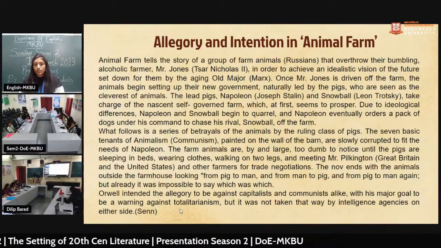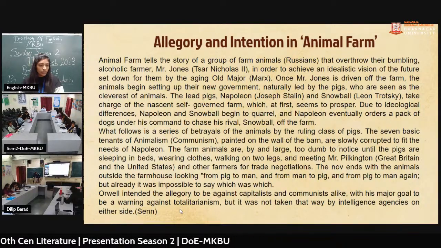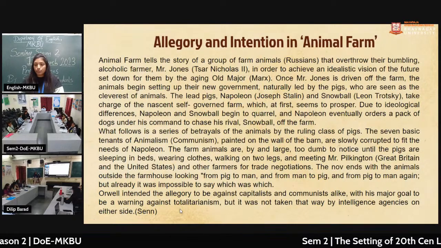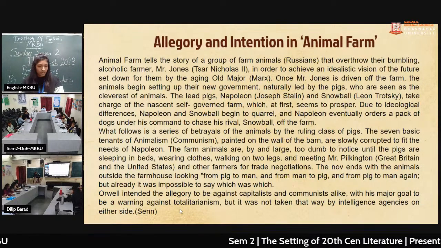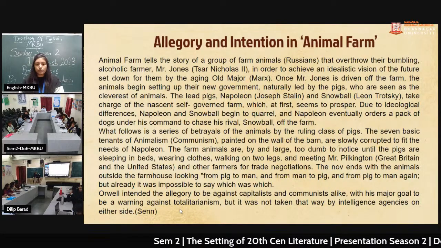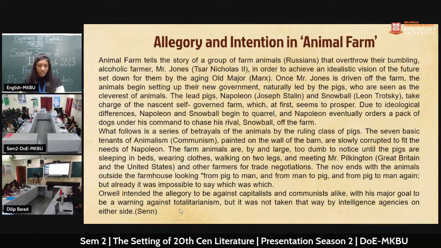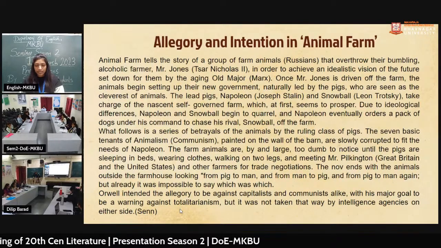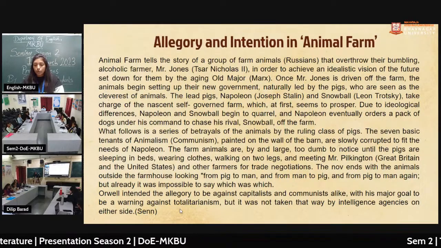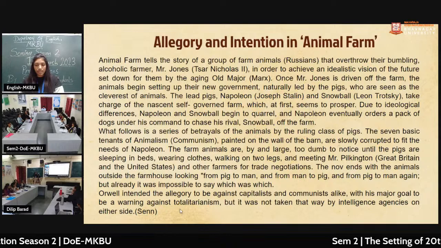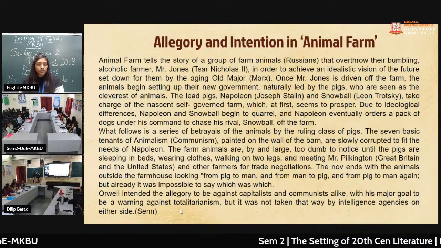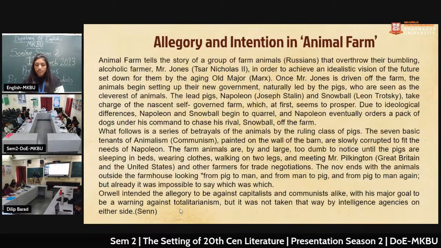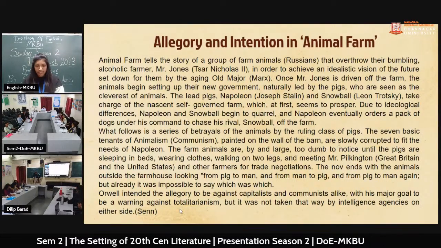The novel ends with the animals outside the farmhouse looking from pig to man and from man to pig and from pig to man again. But already it was impossible to say which was man, which was pig. Orwell intended the allegory to be against capitalists and communists alike, with his major goal to be a warning against totalitarianism, but it was not taken that way by intelligence agencies on either side.